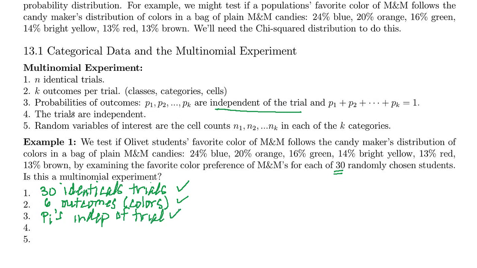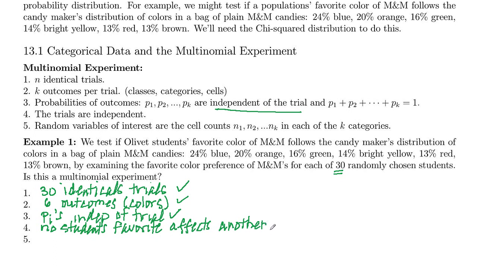Number 4, trials should be independent. So picking one student, their outcome that they pick as their favorite color should have no effect on the outcome that the next student picks. So no student's favorite affects another. So we're not going to allow one person to say, hey, my favorite color is blue, pick blue for me.